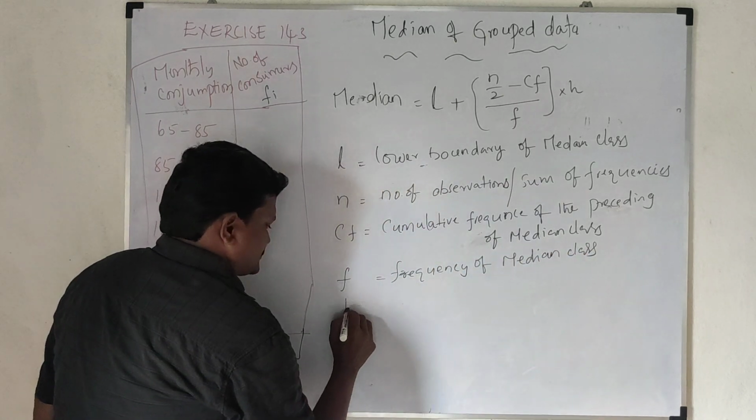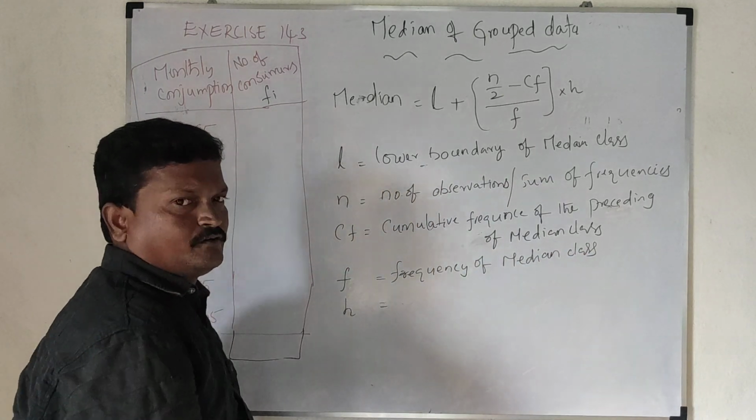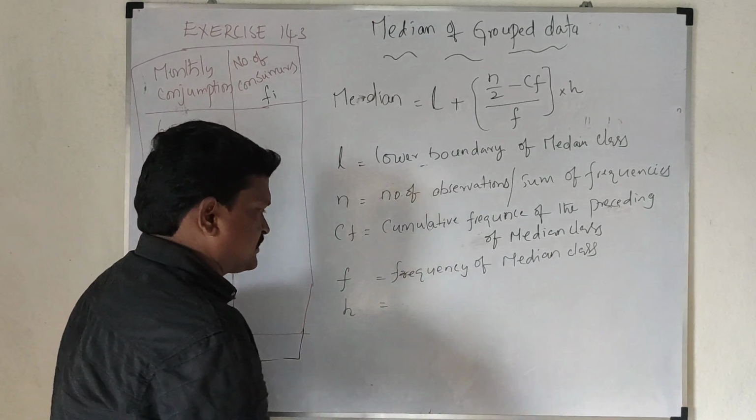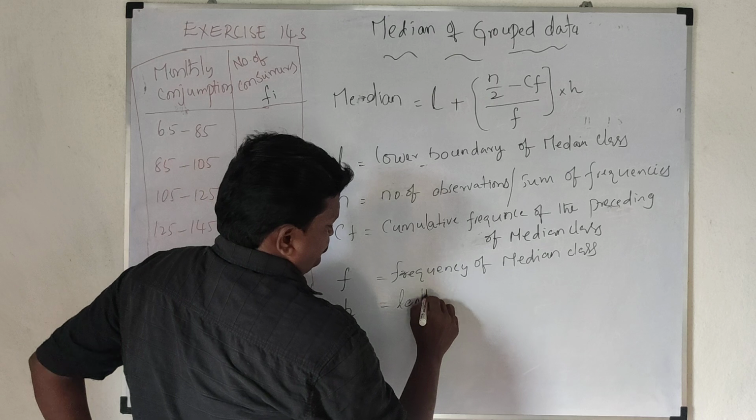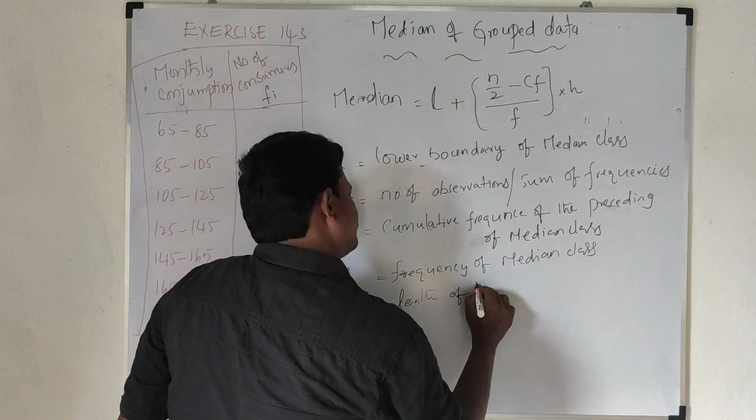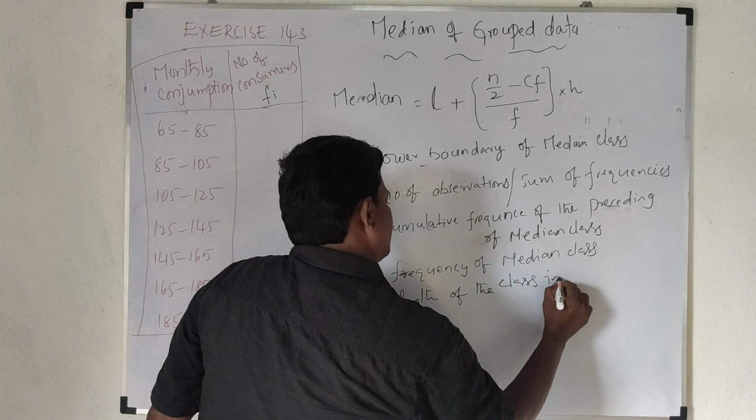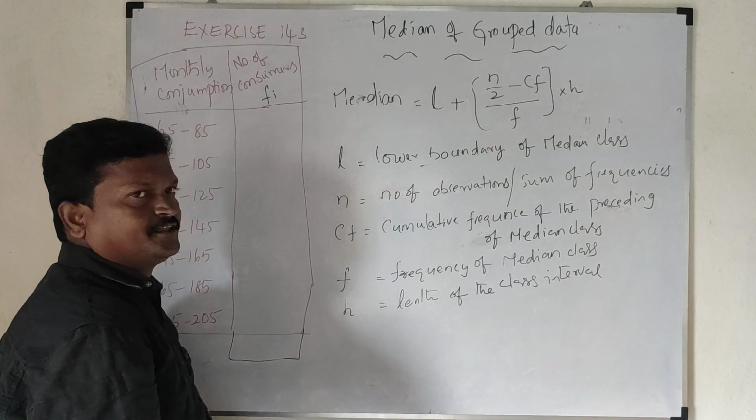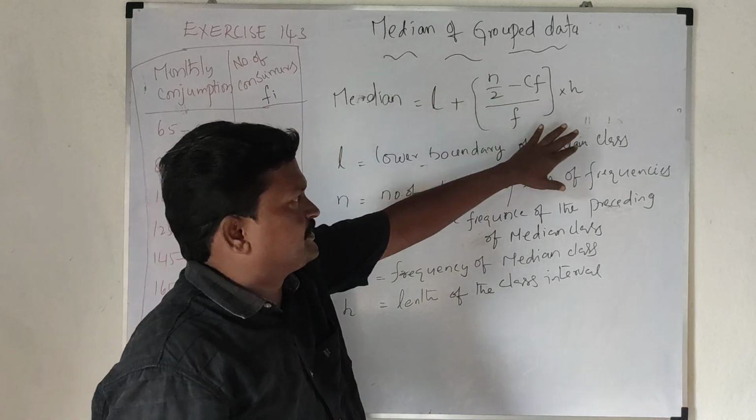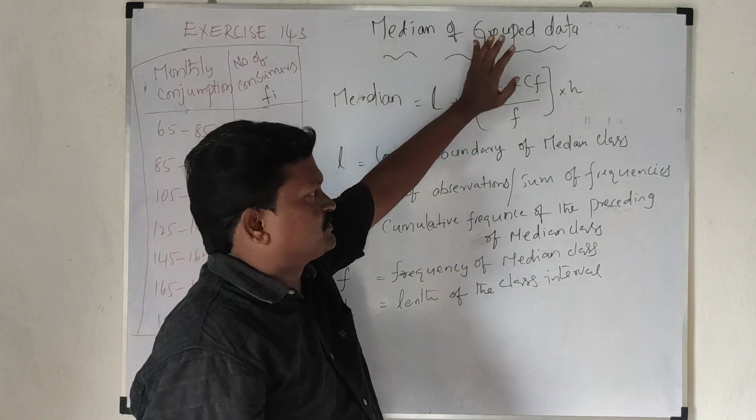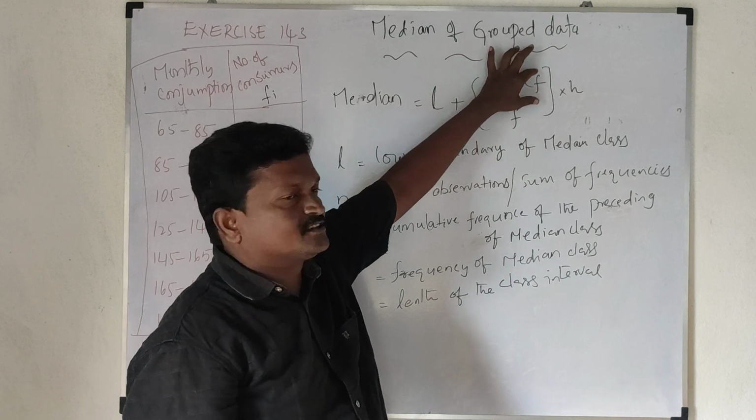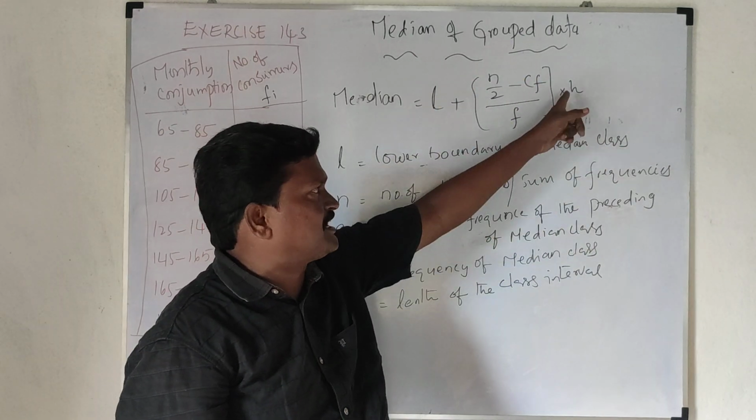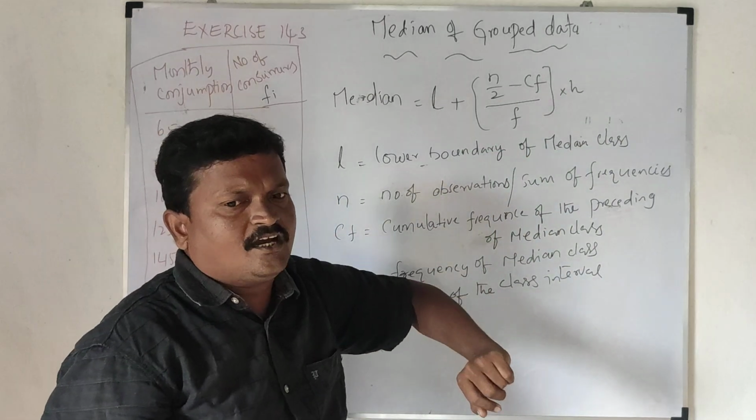Then what is the H? Already we know that while finding the mode also we are using the H, that is the length of the class interval. Okay. So all these terms are very, very important here. L is the lower boundary of the median class and n is the number of observations or sum of all the frequencies. CF is the cumulative frequency. F is called the frequency of the median class and H is the length of the class interval.